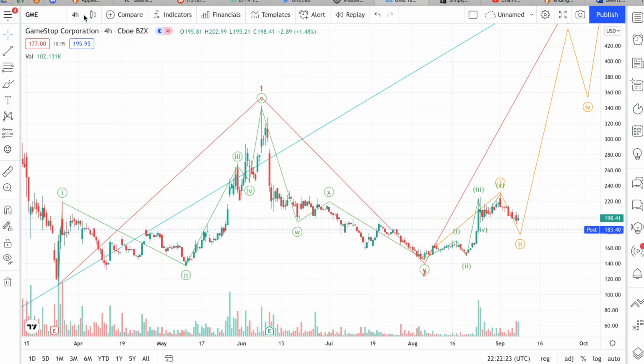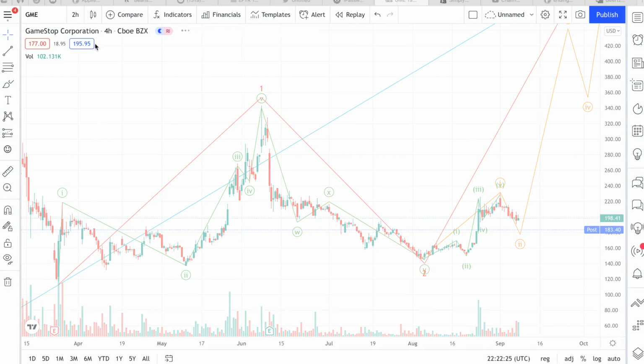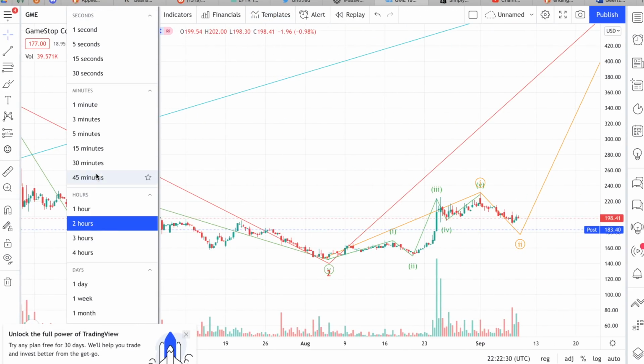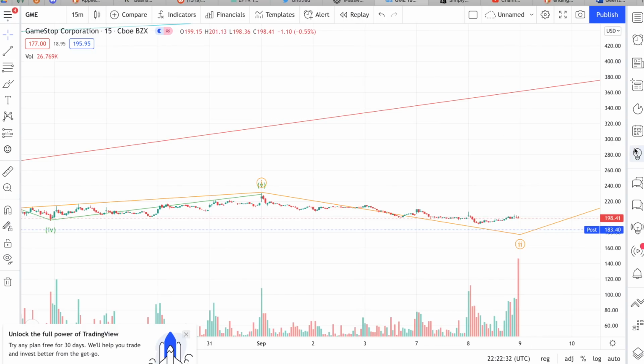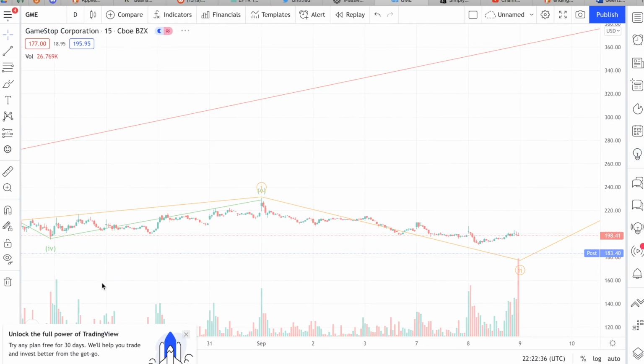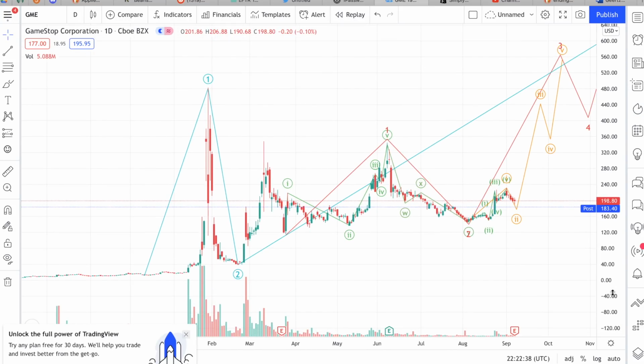Maybe if I go to a 2 hour. Damn, I guess it doesn't show. I'm not really a big TradingView user. Anyways, nonetheless, let's go back to the daily just for the visualization, because on here you can see what's going on a lot better.